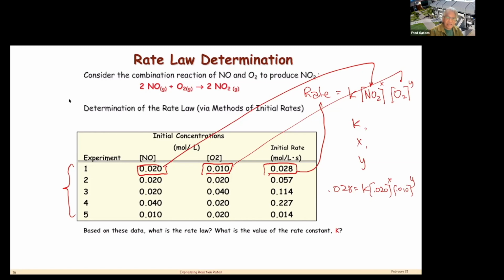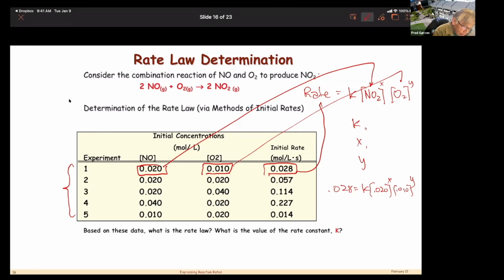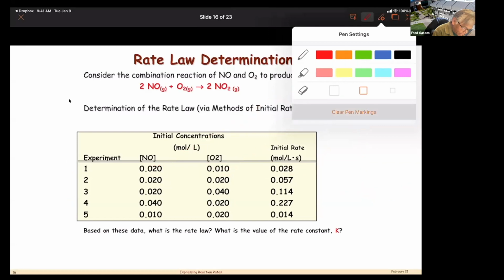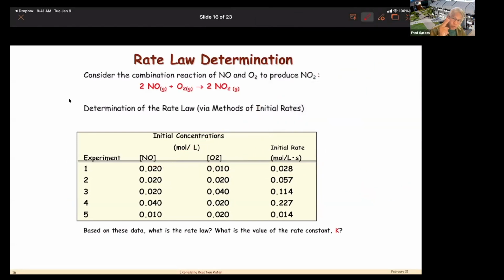Like I said, Chem 201, there's a lot of math involved. So the way we do this, let me clear my slate here, is the following. We take 2 reactions. We only look at 2 reactions at a time, and we pick 2 reactions in which the concentration of one of the species is constant. Let's take a look at 1 and 2. In 1 and 2, we can see that the NO concentrations are the same, 0.02, 0.02. In other words, the only way this reaction changes is because of the changes in oxygen.